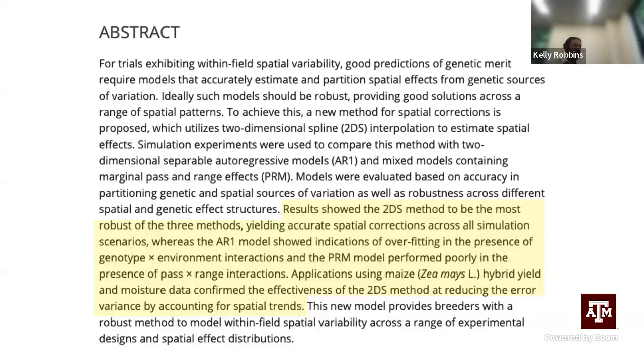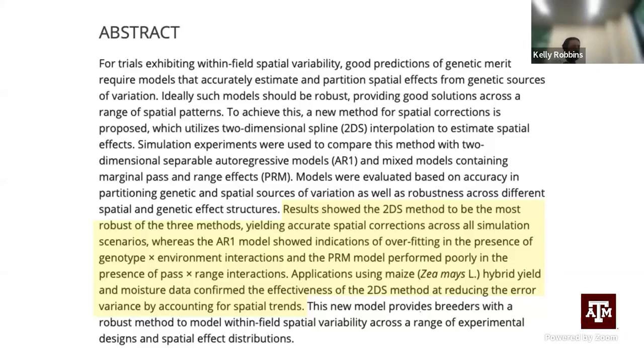I think if you read the paper, you might come back to this abstract and say, well, maybe there's a little bit of bias creeping in there, because there were some limitations to the two-dimensional spline. There were actually a lot of scenarios where the autoregressive model was better. And so I probably should have given a more balanced accounting for the results here than I did.